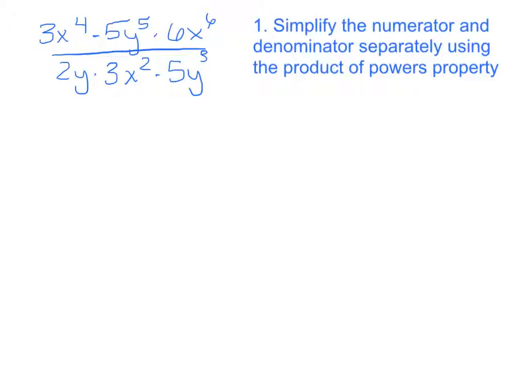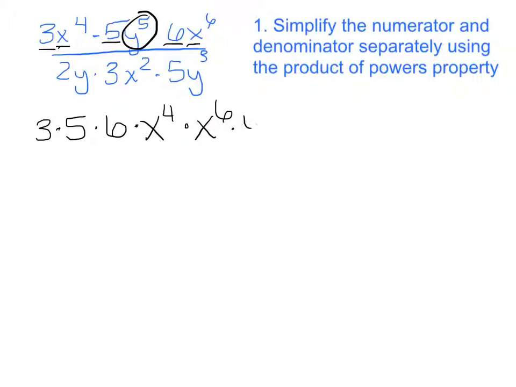So I have 3 times 5 times 6. I've taken all of these and separated them from their variables. Now I'm going to regroup my factors with the same bases. I see I have two x's, so I'm going to put those together. So I have x to the 4th times x to the 6th, and then I still have y to the 5th. And that's going to be in my numerator.